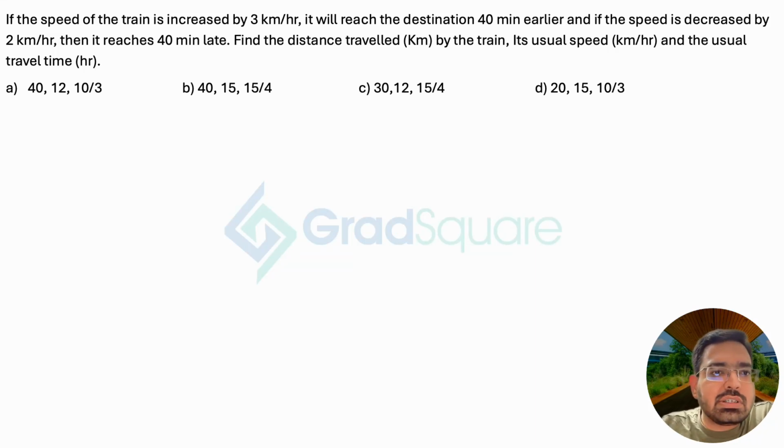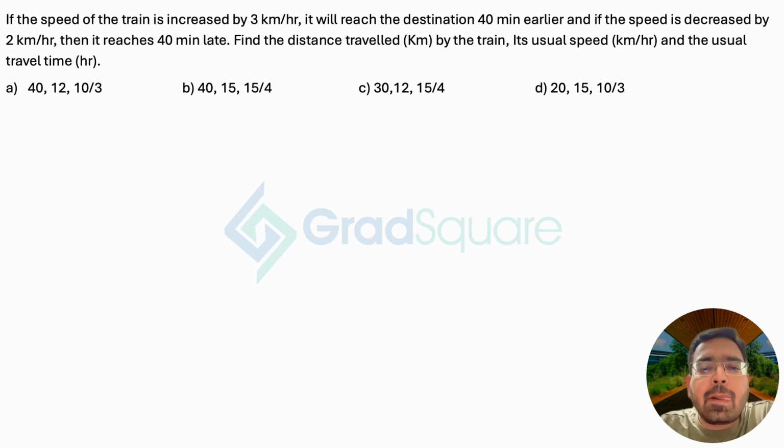Let's have a look at this question. It says if the speed of the train is increased by 3 kilometers per hour, it will reach the destination 40 minutes earlier than the scheduled time. If the speed is decreased by 2 kilometers per hour, then it will reach 40 minutes late. Find the distance traveled by the train in kilometers, its usual speed in kilometers per hour, and its usual time in hours.